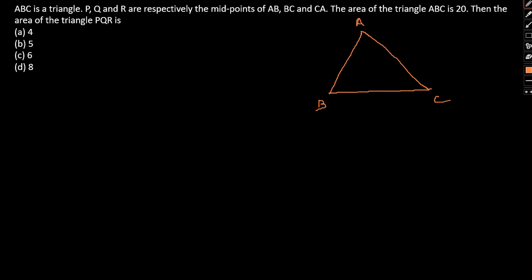Here what we can do is basically join the midpoints. P is the midpoint of AB, so let this point be P, this point B, and Q is the midpoint of BC. So this is R and this is Q. Let me just join these things. So we need to find the area of triangle PQR. Let me assume that the triangle ABC is an equilateral triangle.